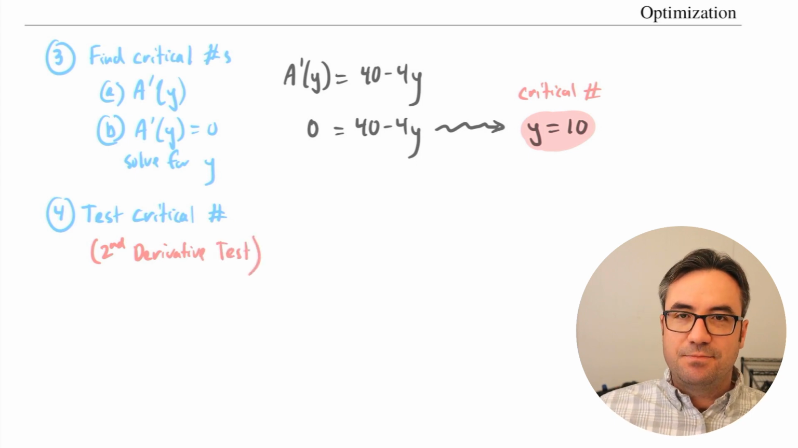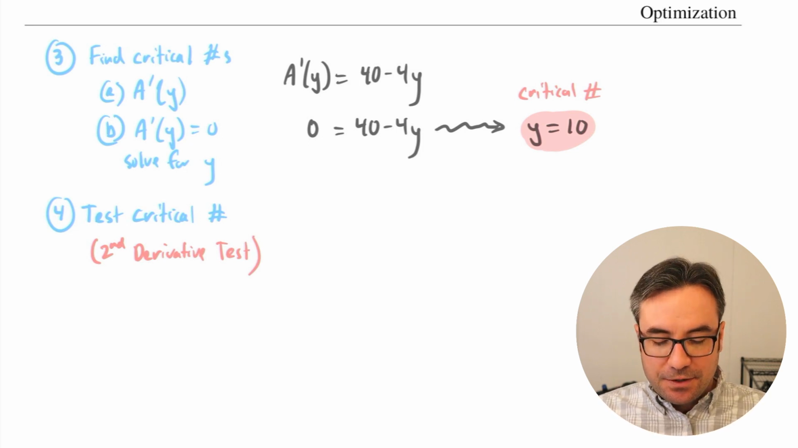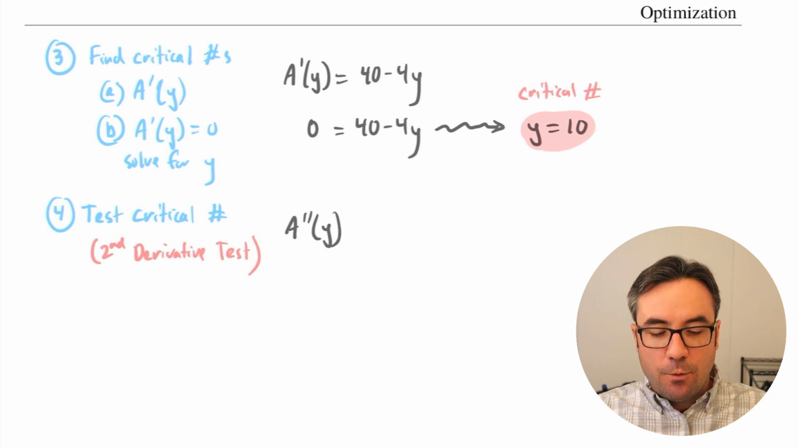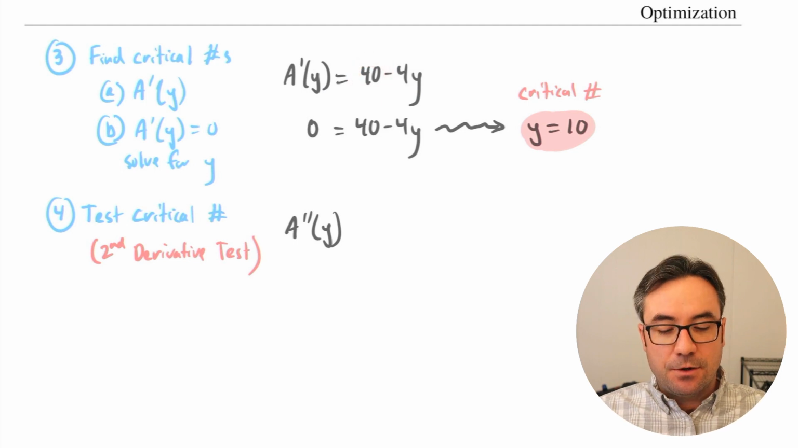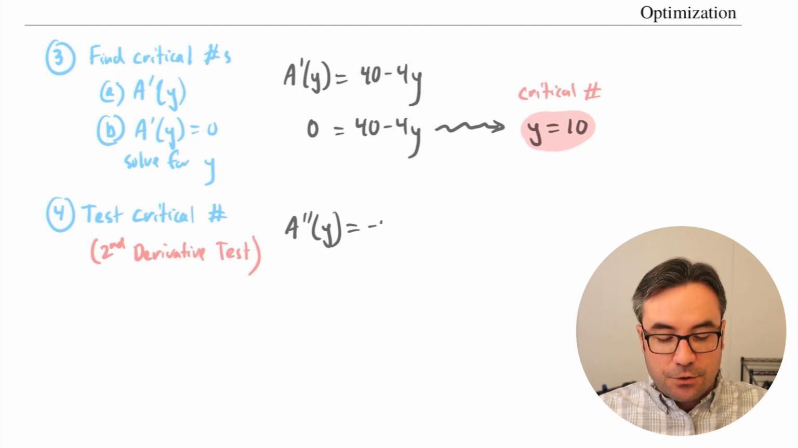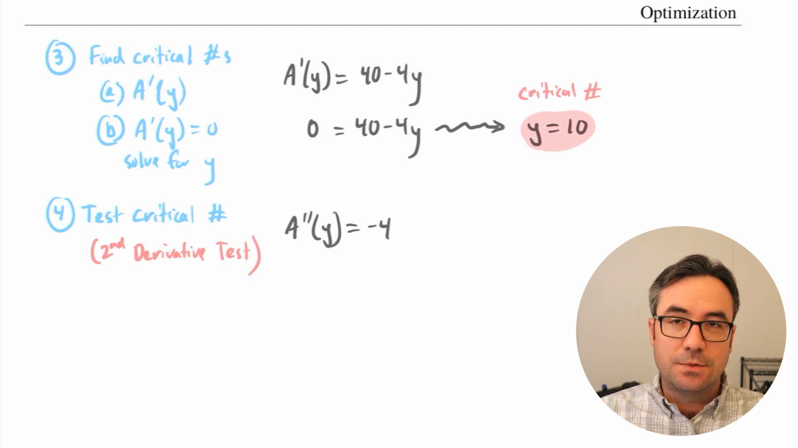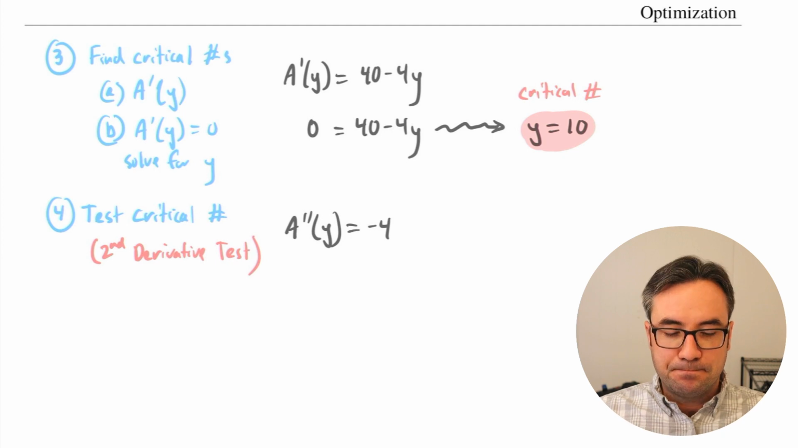So as the name really suggests, we're going to need our second derivative. So let's calculate it. So let's get a double prime. We go back up to our first derivative. Derivative of that first term is going to be 0, and then the derivative of that second term is going to be -4. So our second derivative ends up being just -4. So it's a constant function.